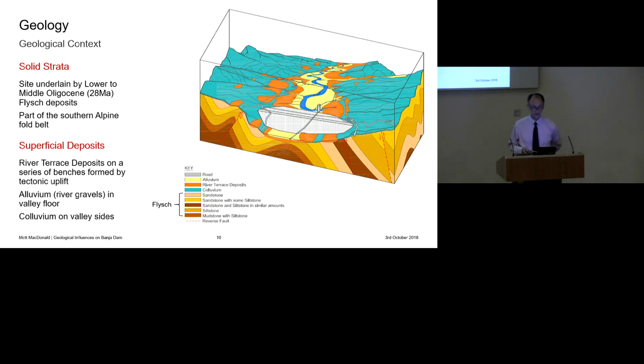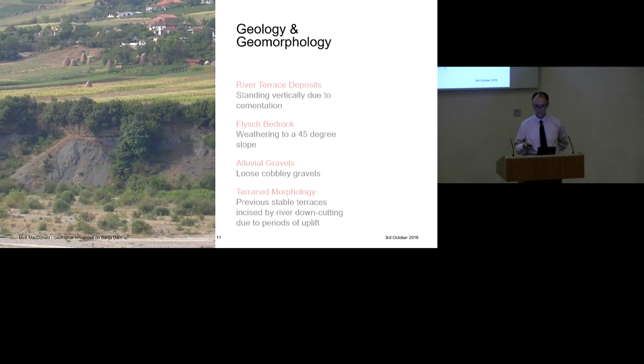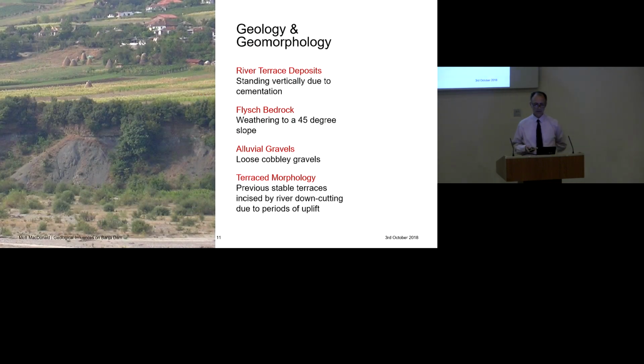the solid strata underlying the site were lower to middle Oligocene flysch deposits, part of the southern Alpine fold belt. And superficial deposits included the river terrace deposits in orange here on a number of shelves or platforms along the sides of the valleys, and then river gravels, alluvial gravels along the floor of the valley. It's a fairly wide, flat river valley. And then draped on the higher slopes is a thin mantle of colluvium.